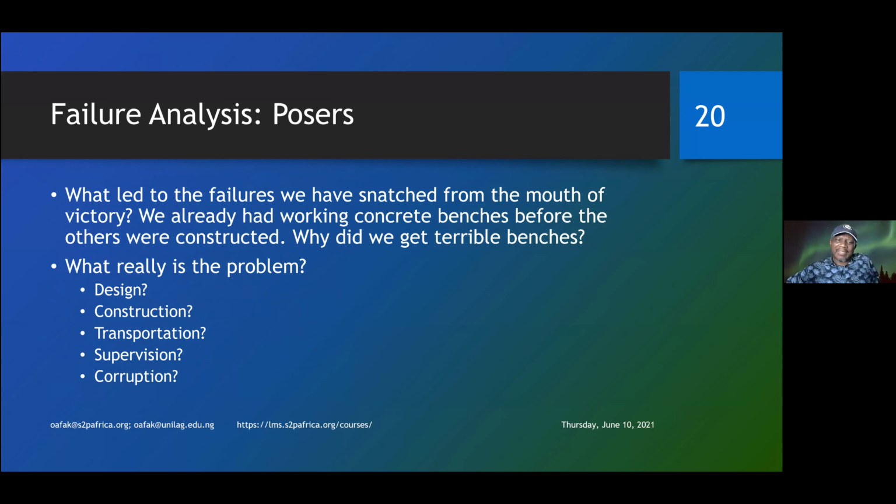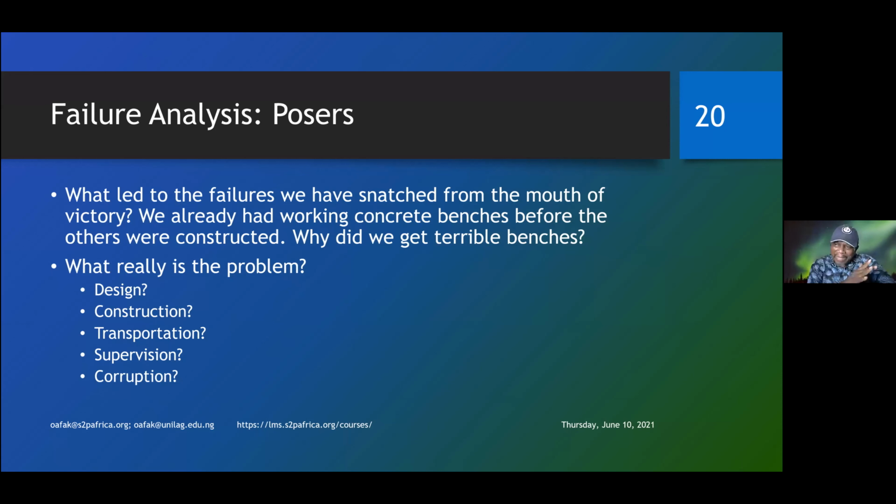Why did we get terrible benches? What really was the problem? Is it design? Was it badly designed? Was it badly constructed? Did it fail during transportation? Was it a problem of supervision? Was it a problem of corruption?